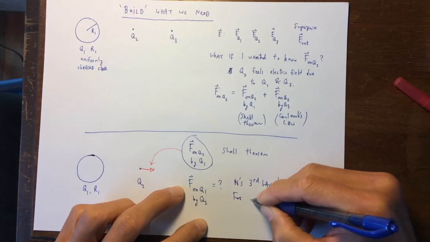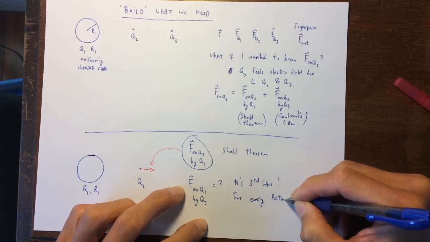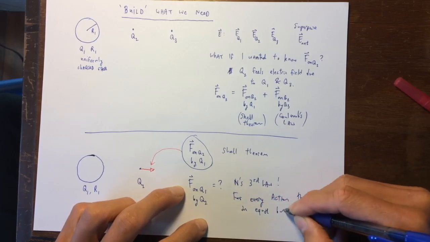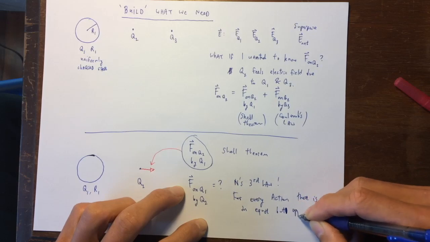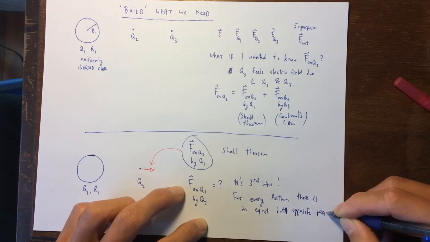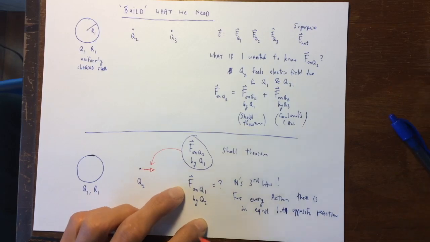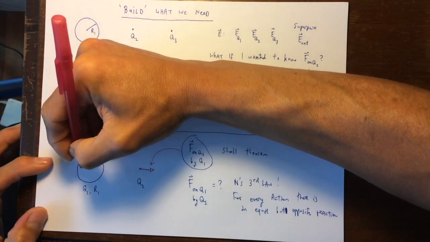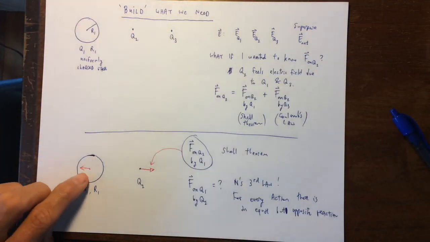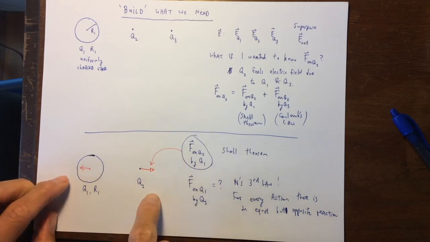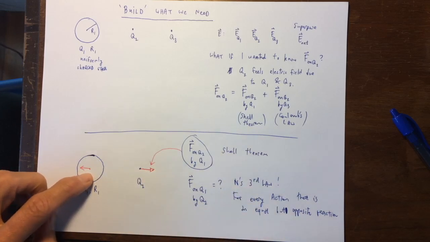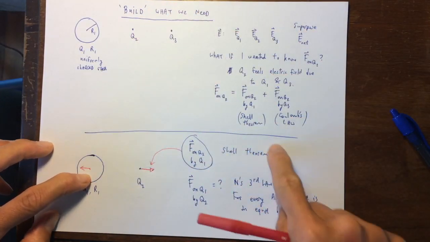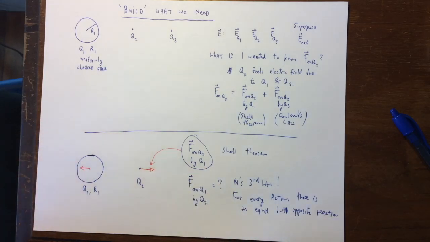For every action, there is an equal but opposite reaction. And so if this is the action, then this thing is going to have a reaction force the same size but opposite in direction, right? So you can get it from Newton's third law. And that's a kind of an idea about building what we need. We just have to think about some physics, and then we can sort of build what we need.